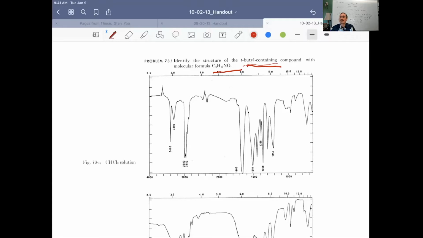Who has an idea of what that compound might be? Take a couple of moments to think about it. And this is in chloroform solution.